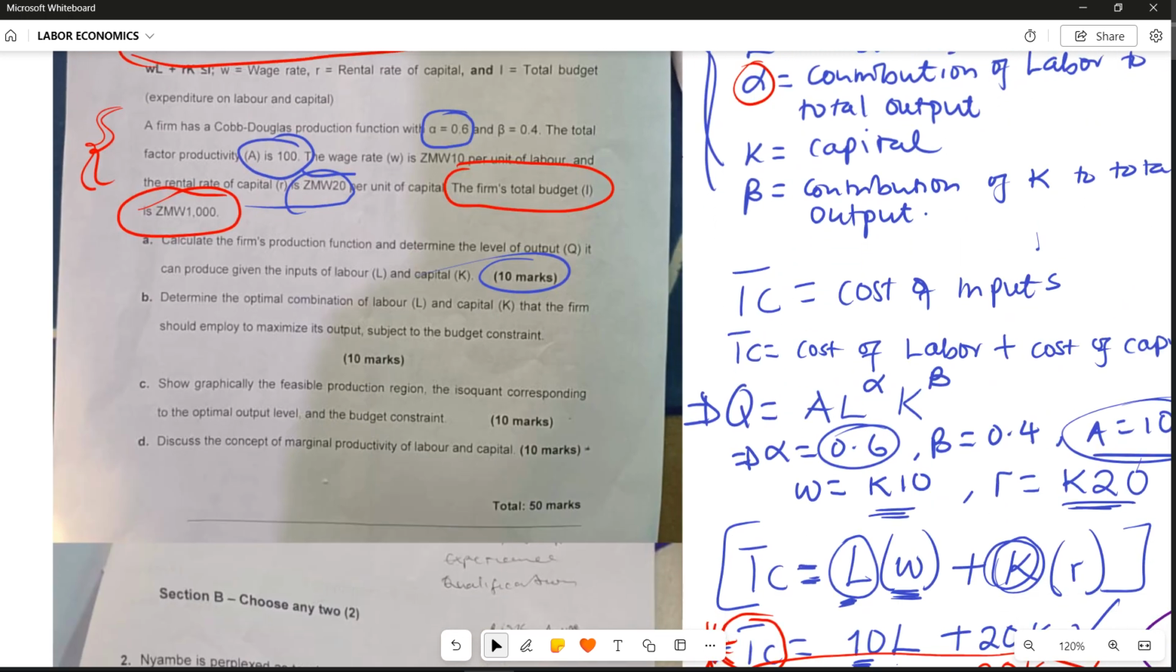Okay, yeah. The free production region, the isoquant corresponding to the optimal level, 10 marks just like that, yes. But of course, remember what I've said, it's dependent on what you do on A. If your calculations are wrong on A, it's obvious that the B conclusion will also be wrong. So you have to pay attention to detail. So the long process pays off at the end of the day.